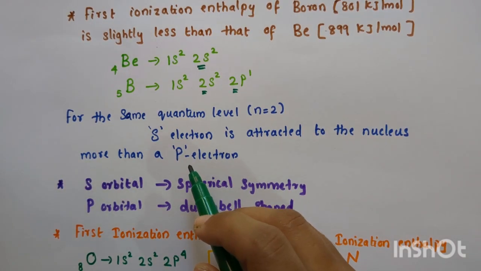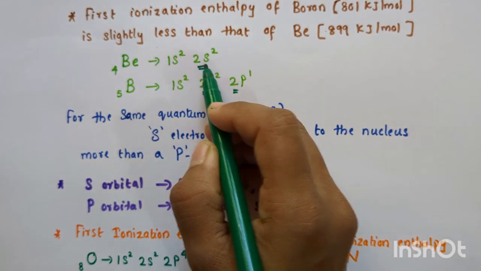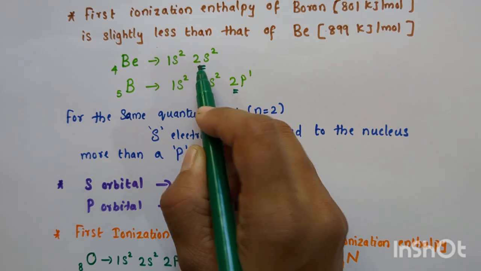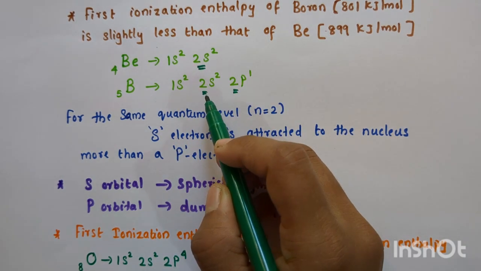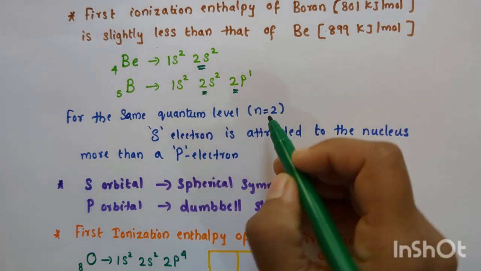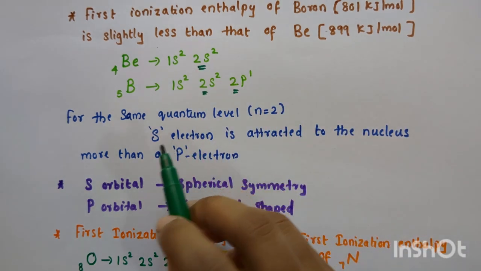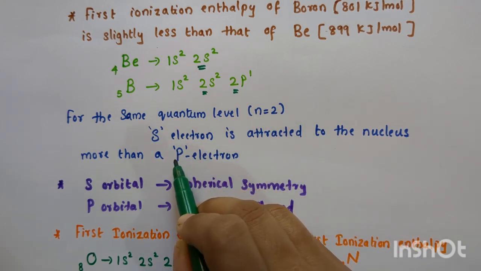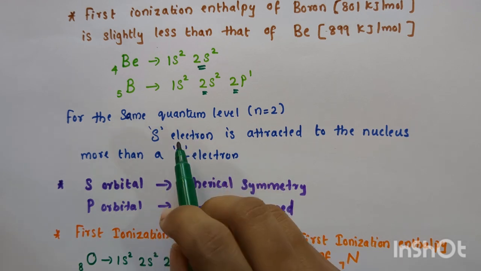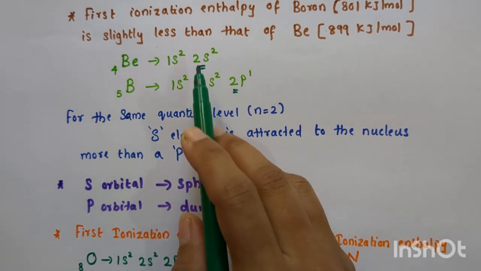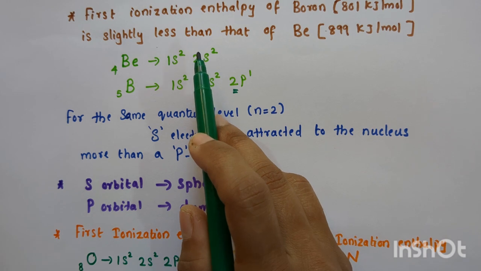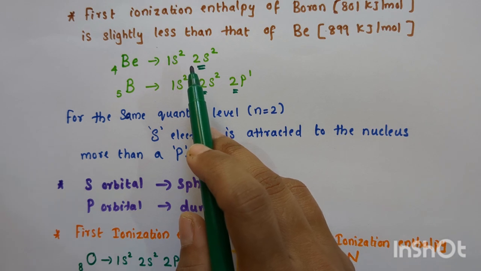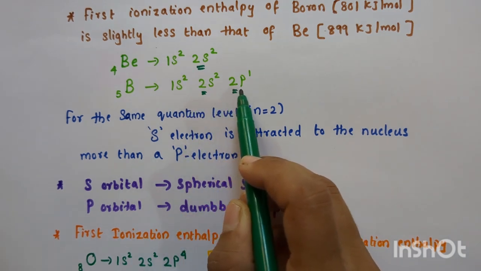That is, when we consider the same principal quantum level, here you see the last one, n is equal to 2. That is, valence electrons are in the principal quantum level n is equal to 2 for both beryllium and boron. So when we consider the same principal quantum level n is equal to 2, the electrons in the s orbital will be attracted more to the nucleus than the electrons in the p orbital. See, in beryllium, the electron removed during ionization is an s electron, whereas the electron removed during ionization of boron is a p electron.